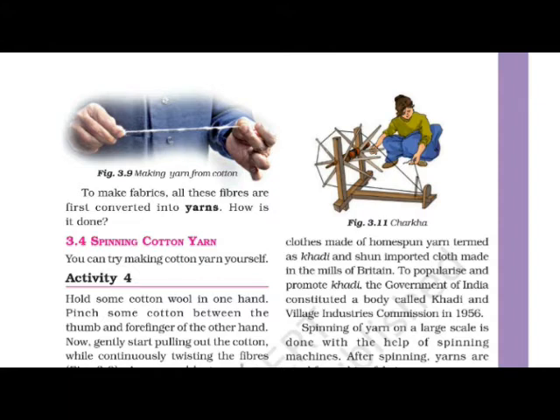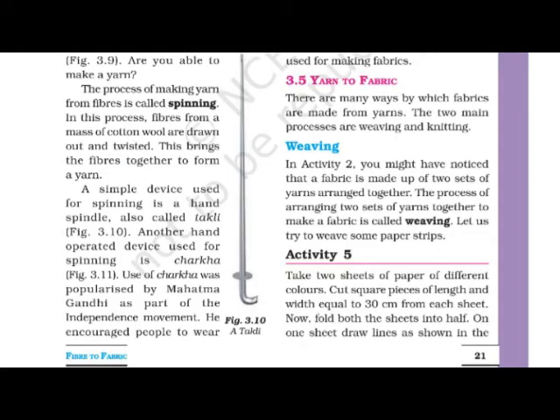from yarn. To understand this, we are going to start point number 3.5, yarn to fabric. Okay, let me start now. We are on page number 21.